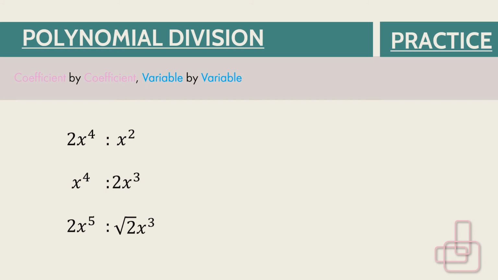Now 2x to the power 4 divided by x squared. The answer is 2x squared. x to the power 4 divided by 2x cubed. It is 1 over 2x. And 2x to the power 5 divided by square root of 2x cubed. The answer is square root of 2x squared. Have you got all the correct answers?